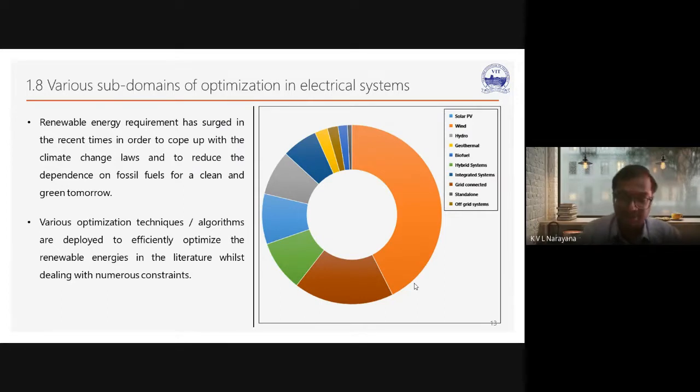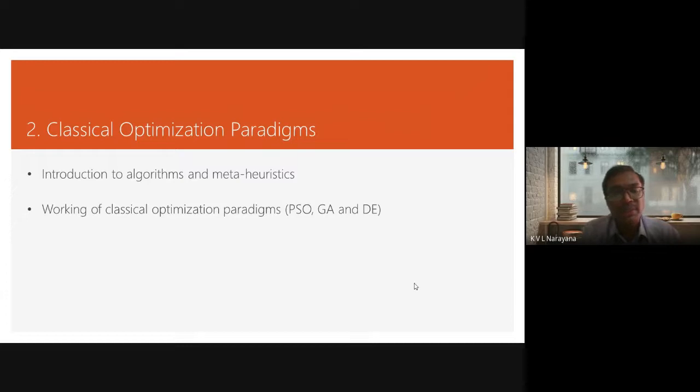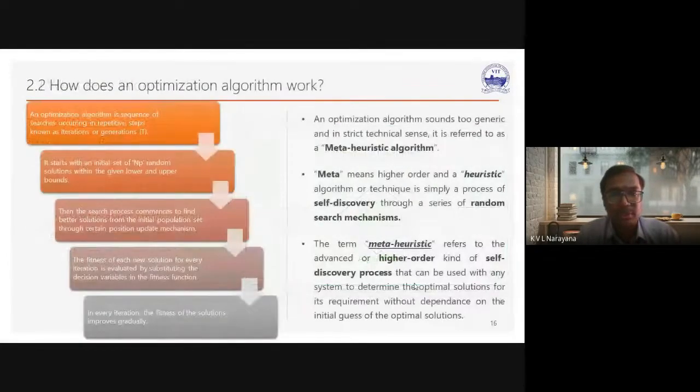Now the second section mainly deals with the most commonly used optimization paradigms like PSO, genetic algorithm, and differential evolution. I hope you have already learned from various previous resource persons how PSO works, how the genetic algorithm works, and how differential evolution works. For the time being, you can see these are all meta-heuristic algorithms.